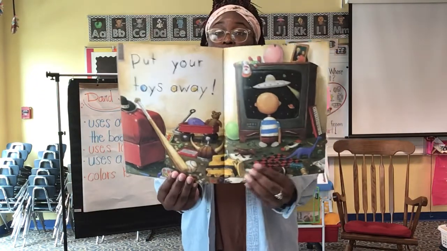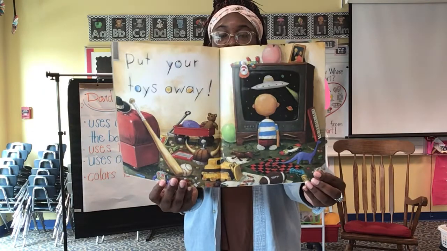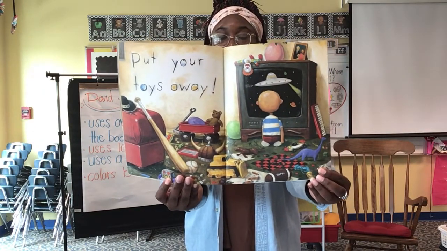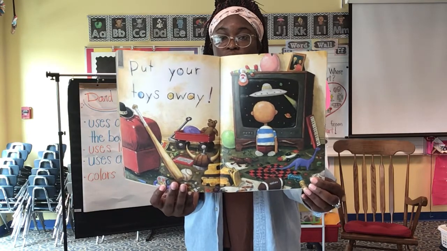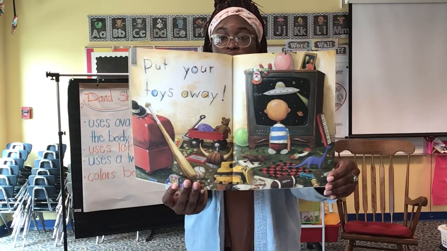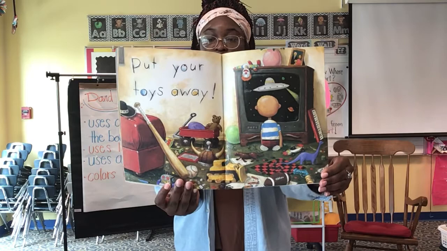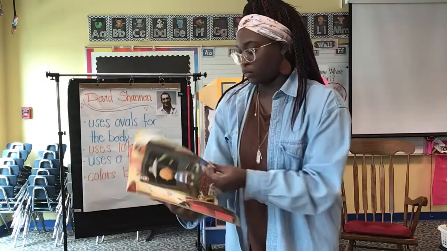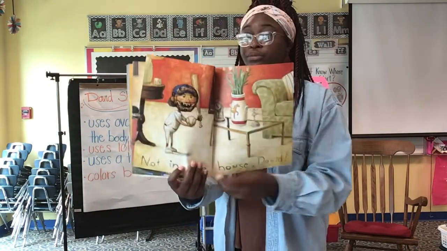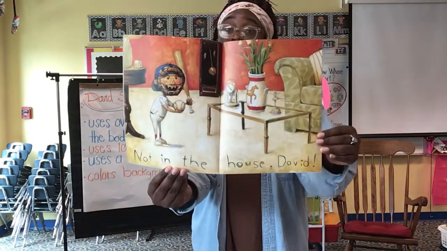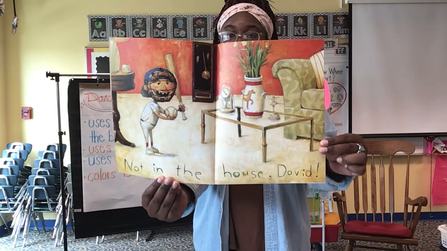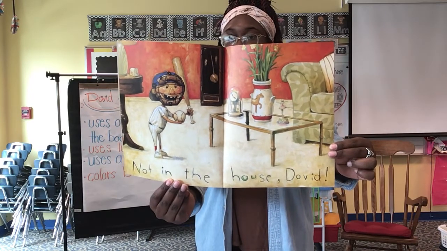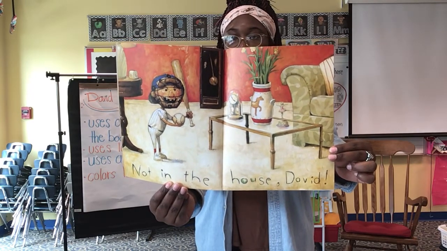Put your toys away. Oh, his room is messy. Do your parents ever tell you to put your toys away? Look at all the color and details that David Shannon uses in this picture. Uh-oh. Not in this house, David. Where should he be doing that? Yeah, he should be trying to play baseball outside, not inside.